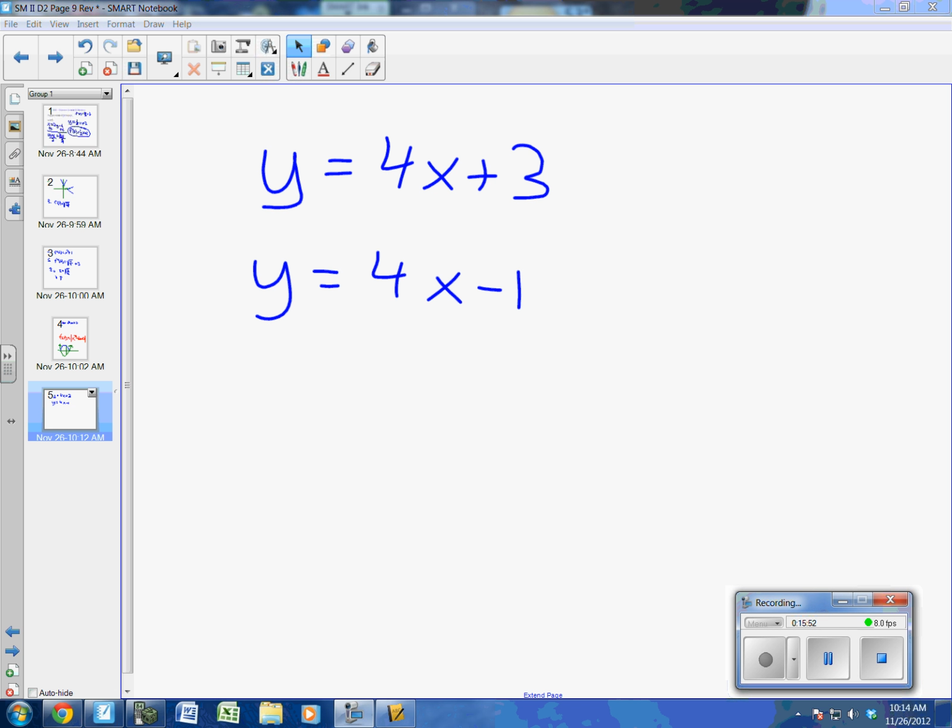Yeah, you guys, they have the same slope. The number in front of the x is the slope. Everybody write that down. The number in front of the x on a linear equation is the slope. And if the slopes are the same, that means they're the same steepness, which means they are parallel lines. These are parallel lines.